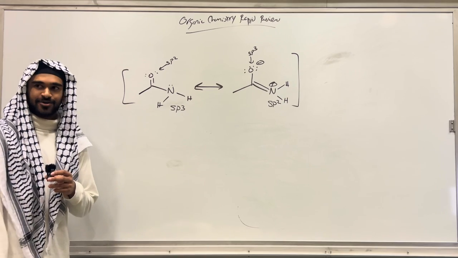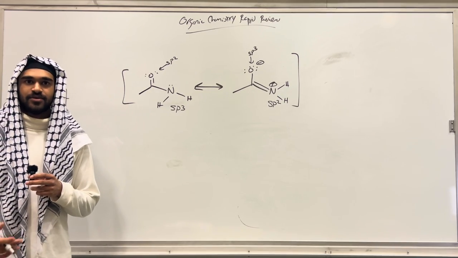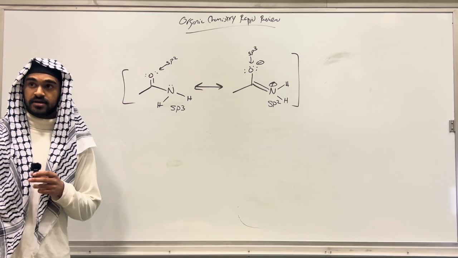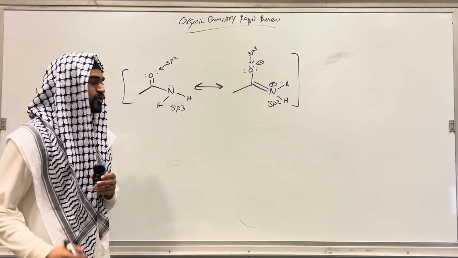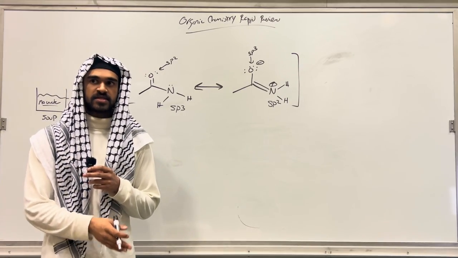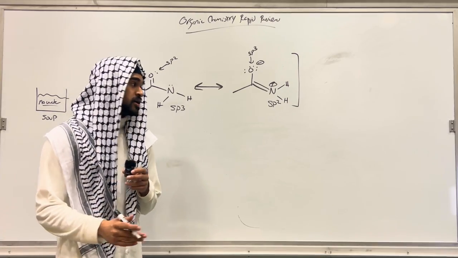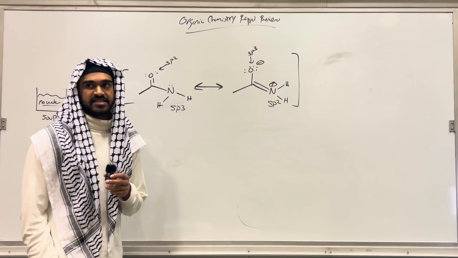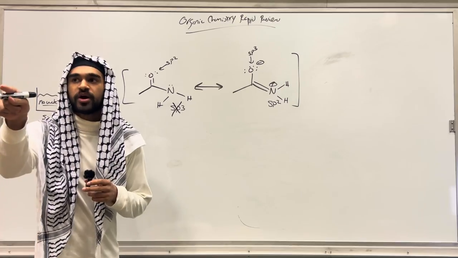What do you need in order for resonance to happen? What does resonance require? P orbitals. It requires p orbitals to move through. Do sp3 atoms have free p orbitals? No. So if this nitrogen were sp3, it would not be able to resonate. So it can't be sp3 because we know it resonates.